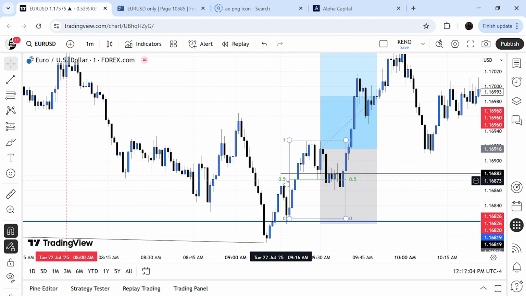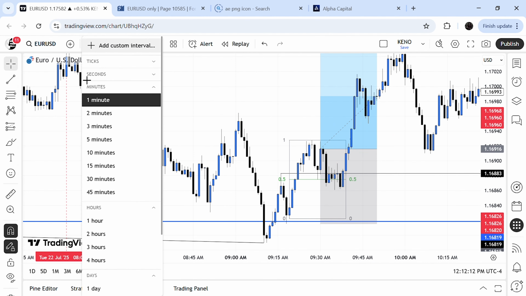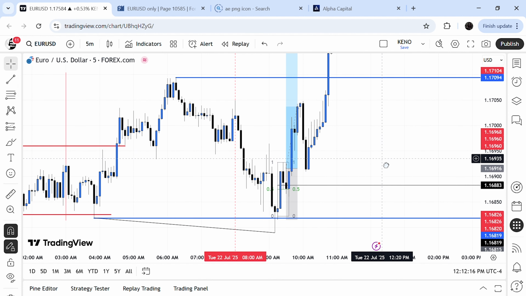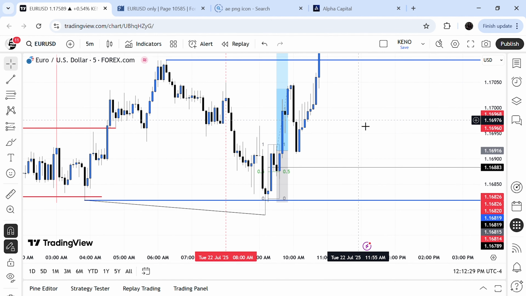The same thing happened right here. Breaker structure and fair value gap entry. And I didn't trade this pair because I didn't like how this pair looked. I just marked it up to show that I am learning, and I just like to mark up the chart like this because it kind of just looks colorful.